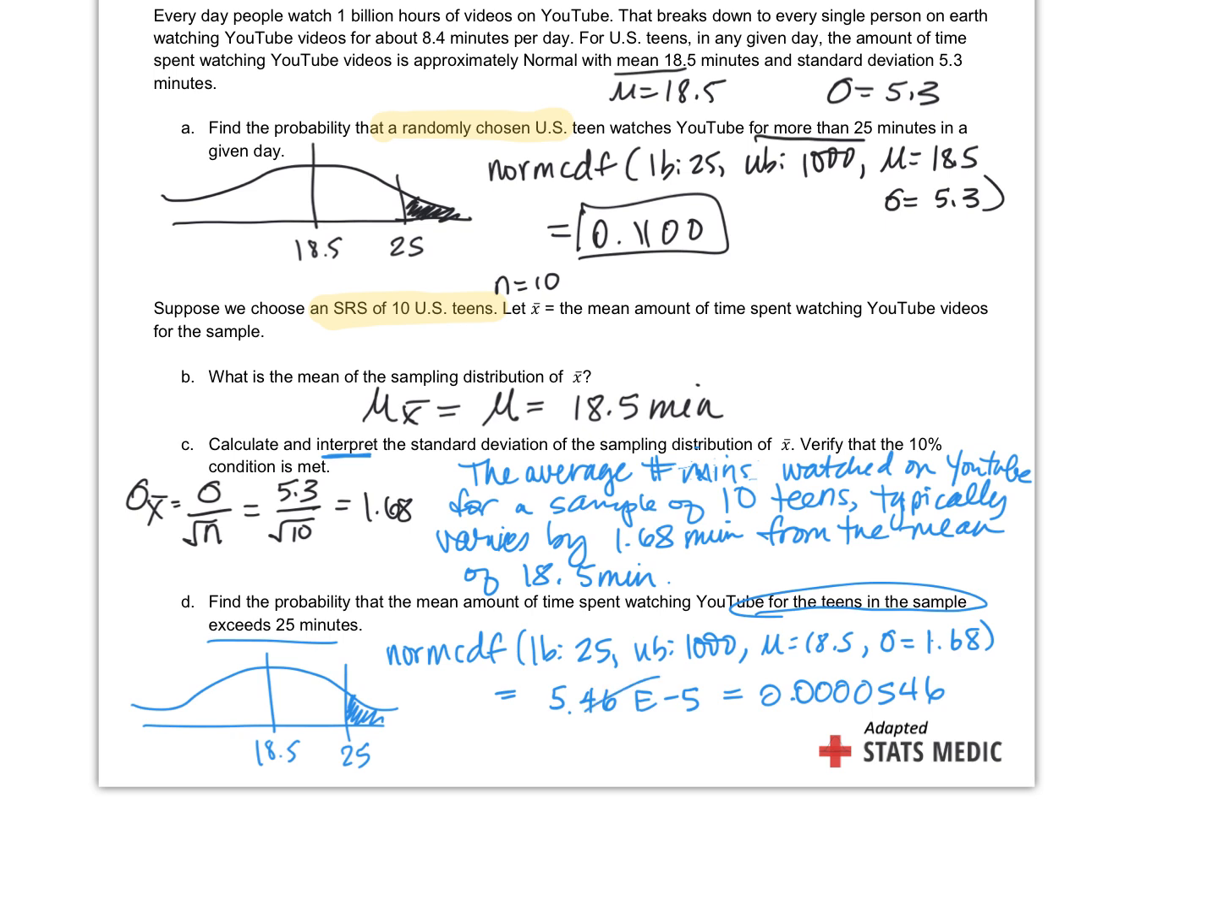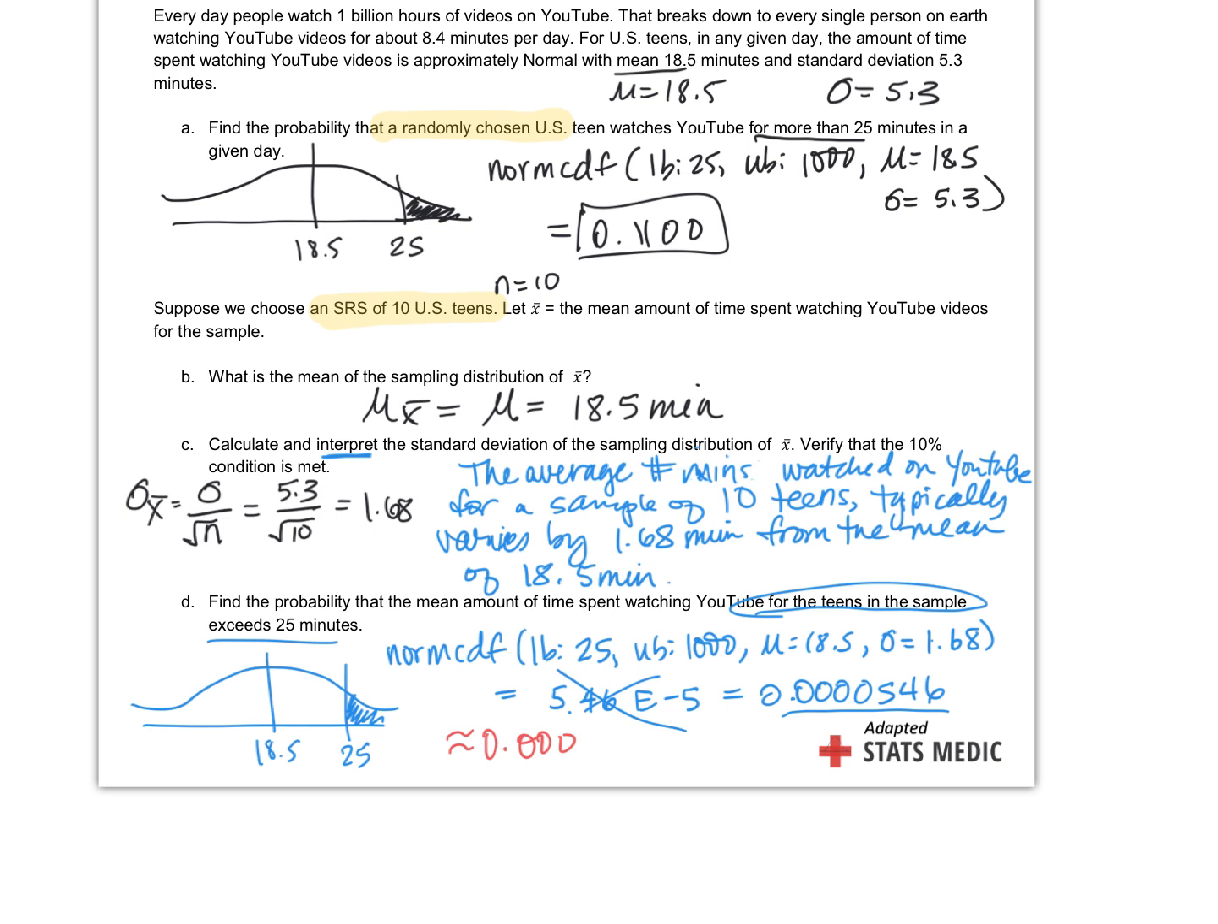So we don't put our answers in scientific notation because we're bigger and better than that, right? We realize that we're talking about probabilities here. Probability can't be greater than 1. So don't tell me it's 5. What you need to communicate to the reader is that you know that probability is pretty much 0, isn't it? Very, very low chance that you're going to get an average of 25 minutes or higher in a sample of 10 teens.